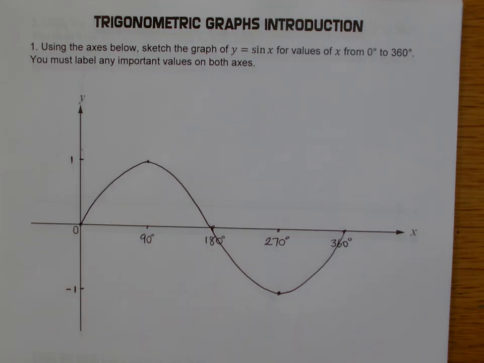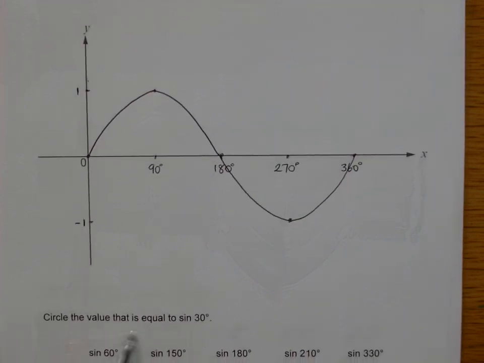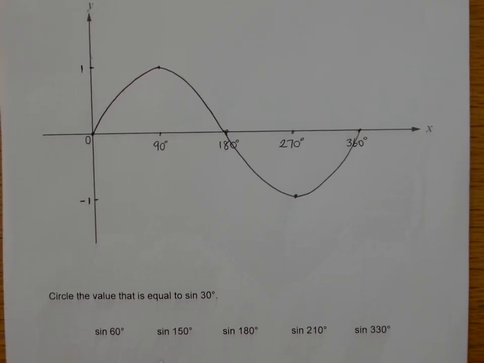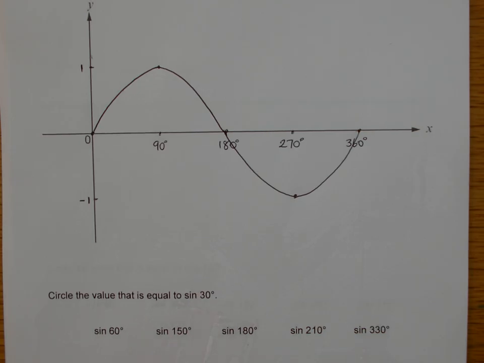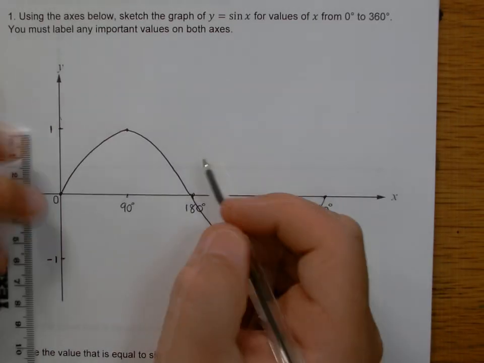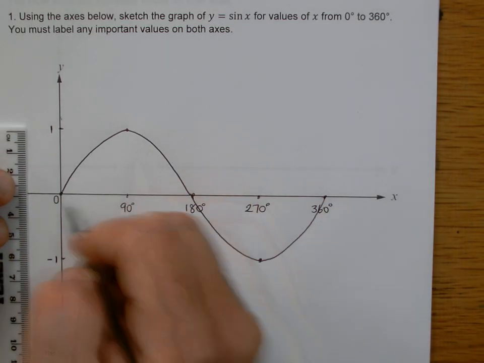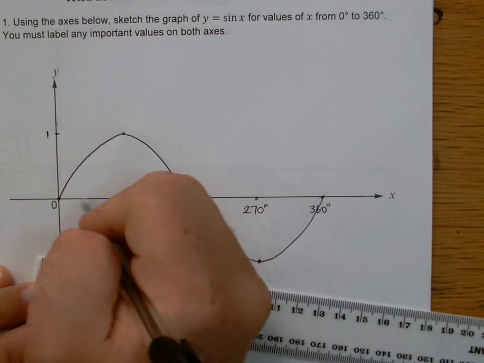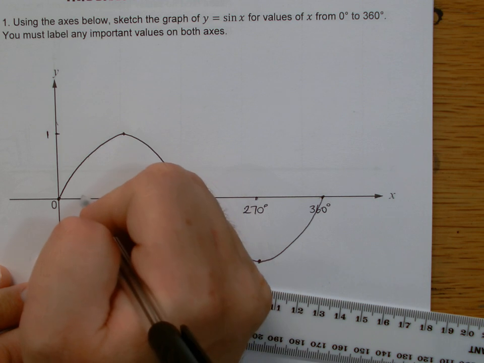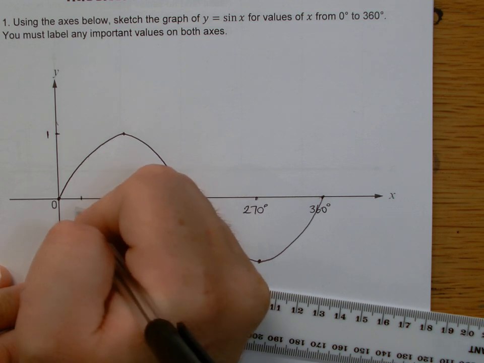So then underneath it says circle the value that is equal to sine 30, okay? So we can see we've got sine 60, sine 150, sine 180, sine 210, sine 330. So which value is actually equal to sine 30? Now we would be doing this part maybe without a calculator, so this part wouldn't have a calculator involved. So we would look for where 30 degrees is on the axis, okay? So you can see roughly a third of the way along, yeah? So you don't have to get your ruler out as such, you just need to go roughly about a third of the way along. That's where 30 degrees would be.